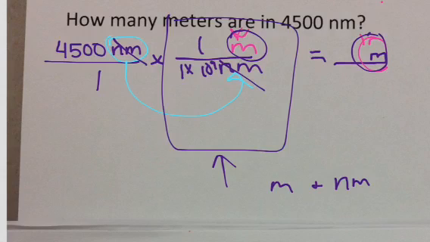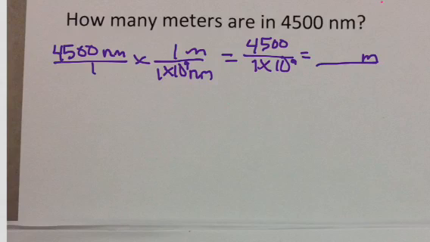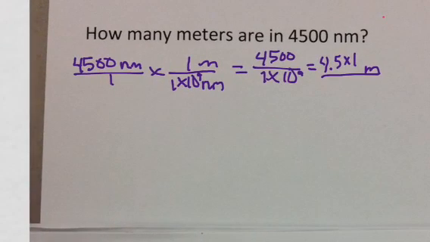Next step, multiply the tops. We get 4,500. Multiply the bottoms. 1 times 10 to the 9 is 1 times 10 to the 9. And divide. Okay, I rewrote mine just so I could see without all the extra lines. But I am getting 4.5 times 10 to the -6 meters. So that's my answer.